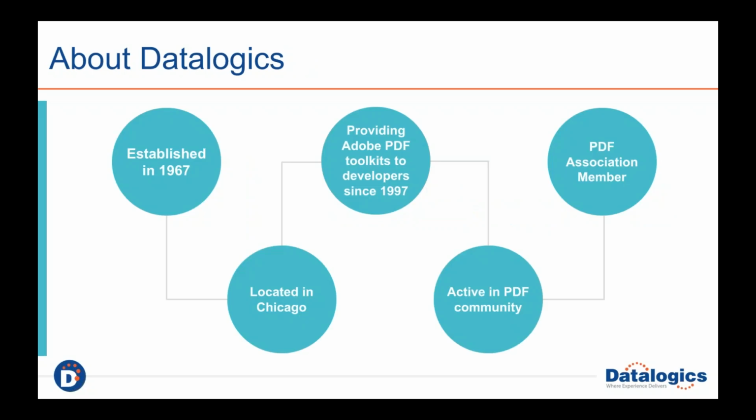So a bit about the company. We've been around for just over half a century at Datalogics, and we're located in Chicago, Illinois, in the United States, and we are the exclusive provider of the genuine Adobe PDF toolkits, like the PDF Library and PDF Converter. This is something we've been doing, working with genuine Adobe technology, for 20+ years. And we're actually extremely active in the PDF community at large. For example, we're a member of the PDF Association.